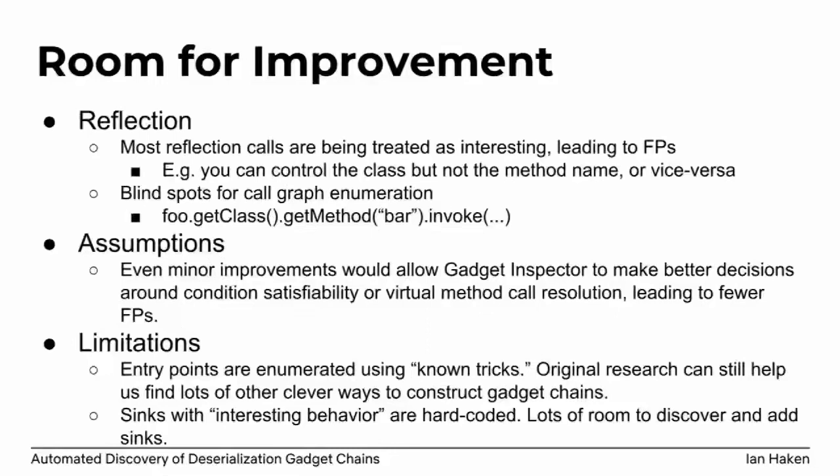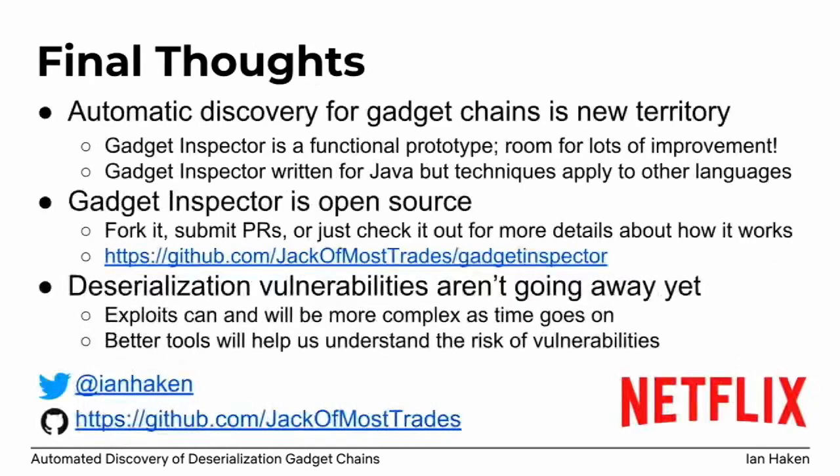So there's lots of room for improvement with this tool. It chokes on reflection a little bit. I talked about the assumptions that it makes. I talked about the limitations that exist with knowing about different sources and different sinks. But one of the things that I really think is worth taking away from this is that it's completely uncharted territory for the deserialization space, automatically finding these gadget chains. And I feel like it's proven just in this sort of proof of concept that I've built that it's able to find some really useful things.